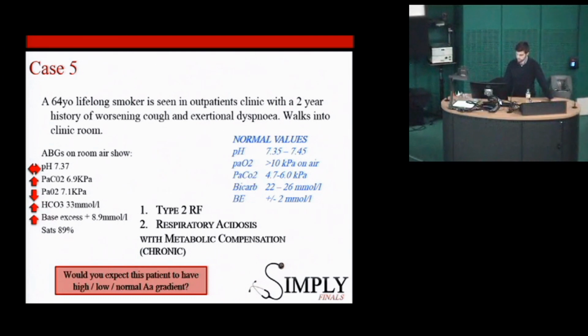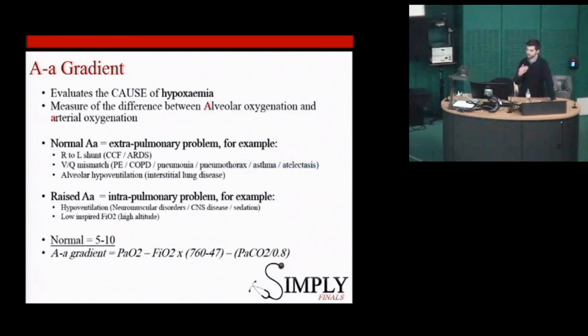High? Okay, so the AA gradient looks at the cause of your low oxygen. You don't need to think about it unless they're hypoxic. It looks at the difference between the alveolar and the arterial oxygenation. You don't really need to know much more than this. They won't ask you to work it out, they'll just say it's high, or they might say it's 15, which you need to know is high. If it's high, it's something in the lungs that's causing it. If it's normal, then it's something outside the lungs that's causing it.